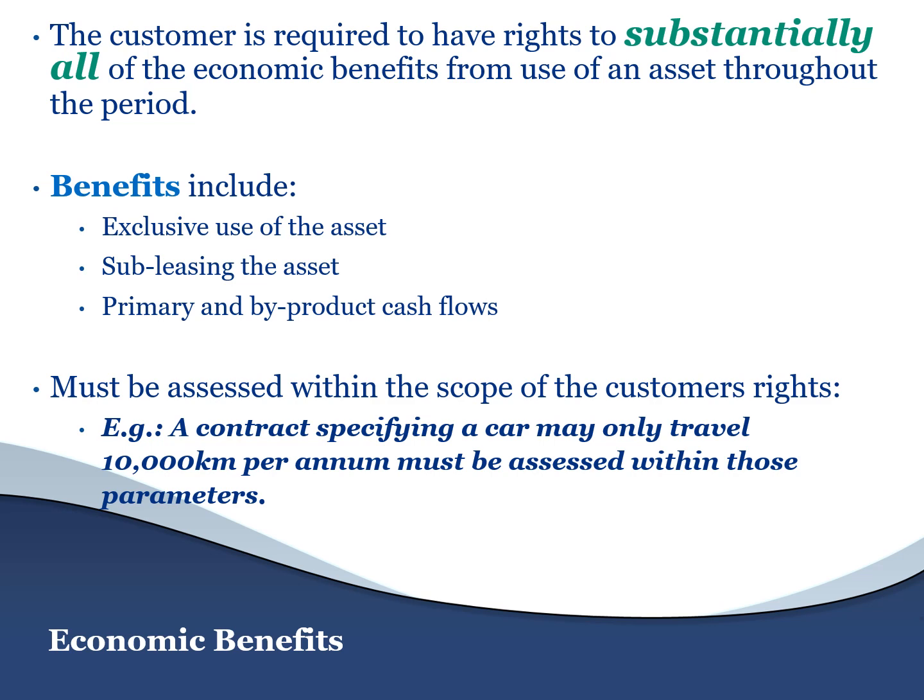It says a contract specifying a new car may only travel 10,000 kilometers per annum must be assessed within those parameters. Now, what we're saying there, for example, is if you go and you rent a car and the lease says you may only travel 10,000 kilometers per year, you can't then say, well, hang on, I'm not getting all the benefits. You are getting all the benefits. If you're the only person driving it for that 10,000 kilometers, then you're getting substantially all the benefits. Even though the lease contract restricts the number of kilometers per annum, you're getting all the benefit within that restriction.